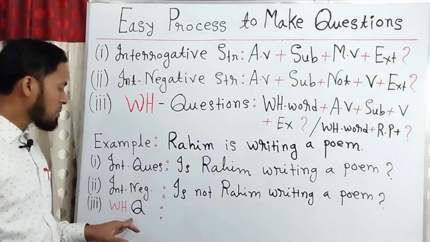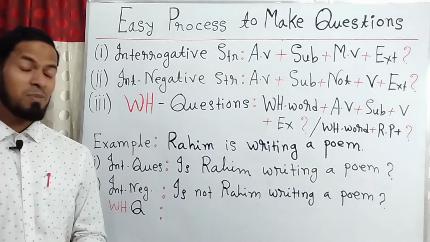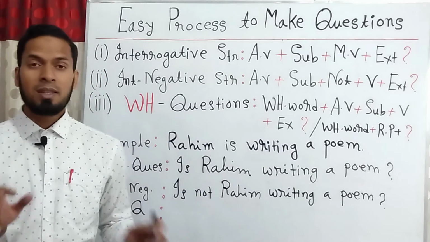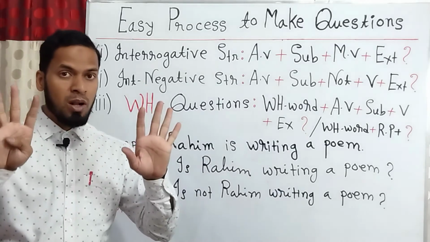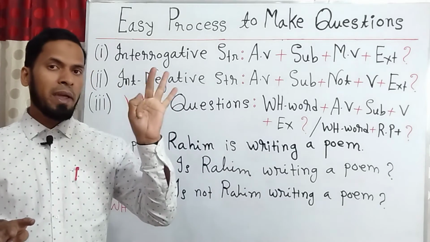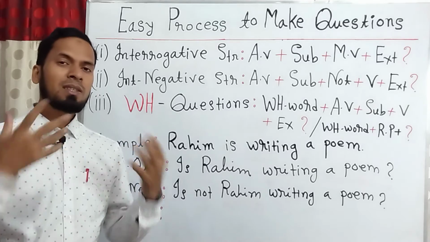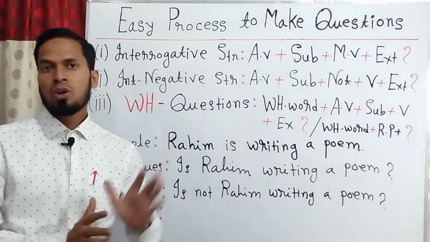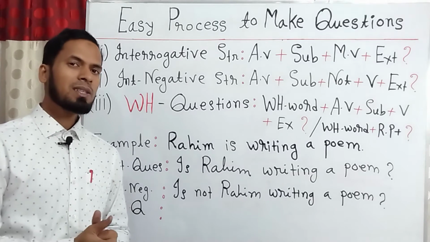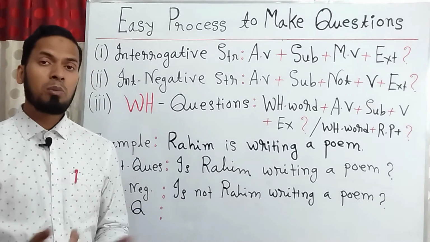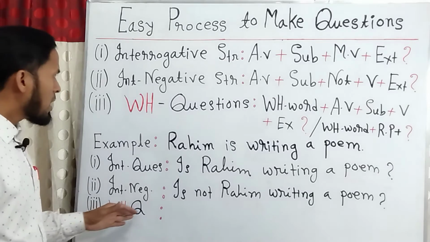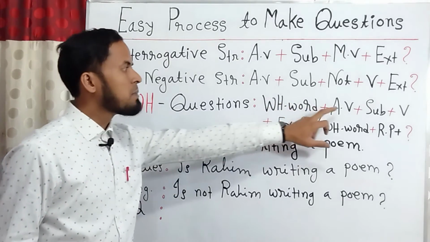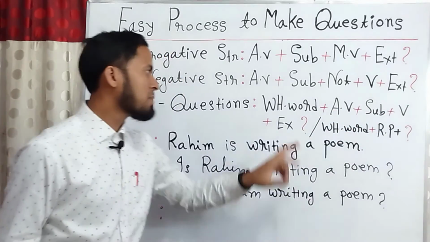Okay, then come to the point, WH questions. That means you have to use WH words. How many words are in WH words? These are 9 WH words. What are these? What, which, when, where, whom, whose. In such a way, there are 9 WH words which are used to make questions, and for this case it is said WH words. How can you make WH questions? Here follow the structure: WH word plus auxiliary verb plus subject plus verb plus extension.